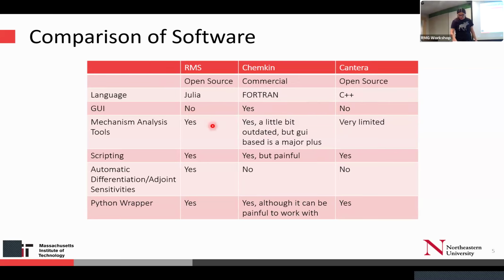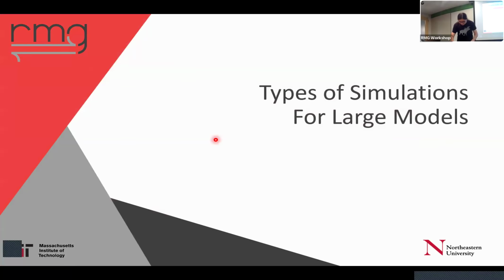And then for the mechanism analysis tools, I think Matt has spent a lot of time developing these in RMG, whereas for Cantera, it isn't necessarily shipped with the Cantera code, but people in different groups have probably at this point written a lot of different analysis software, so it's not extremely limited, but it doesn't come shipped with the software.